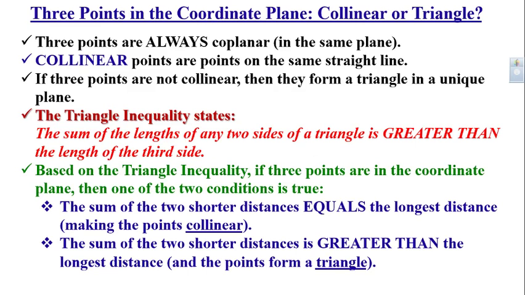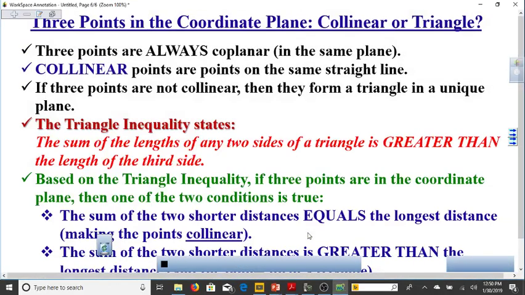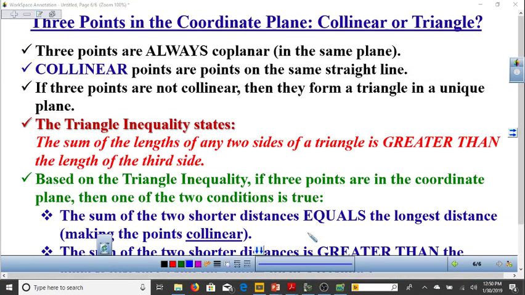So just remember, these are postulates and rules in mathematics. 3 points are always coplanar. They're always on the same plane. And the plane is basically a flat surface. Collinear points are points in the same plane that form a straight line, or they all lie on the same straight line. So if 3 points are not collinear in a plane, then they will form a triangle, and that triangle will be in only that one plane.